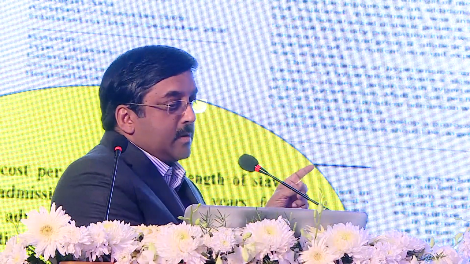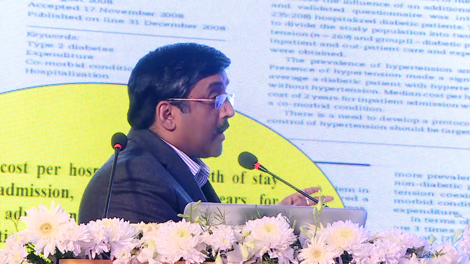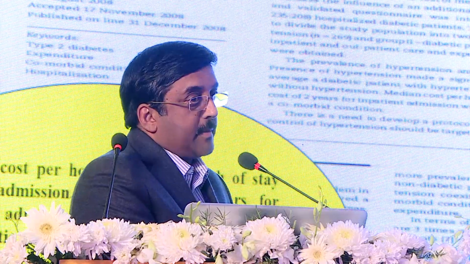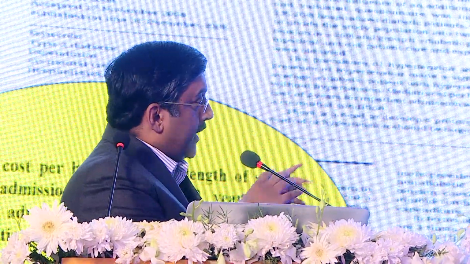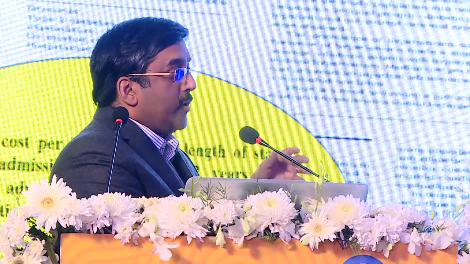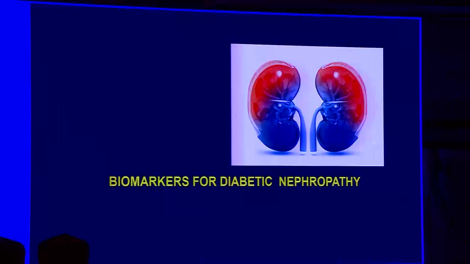Now we showed some time ago that the cost of diabetes therapy is 2 times higher if you have diabetes and hypertension. Why I'm showing all this is just to show you that we need to prevent diabetic nephropathy and foot amputations. So let's talk about the biomarkers.